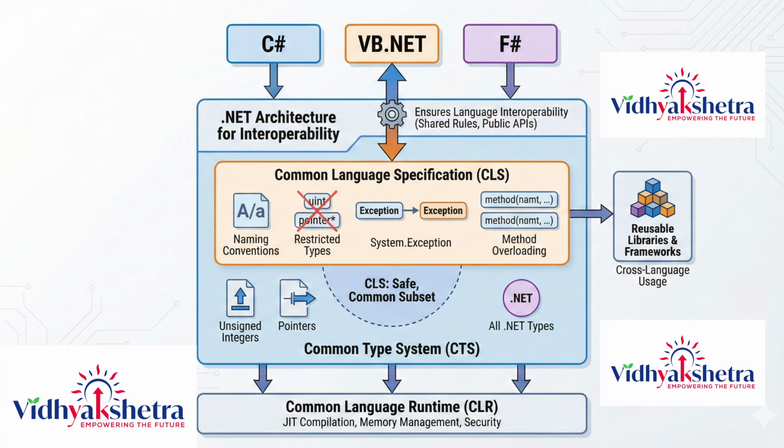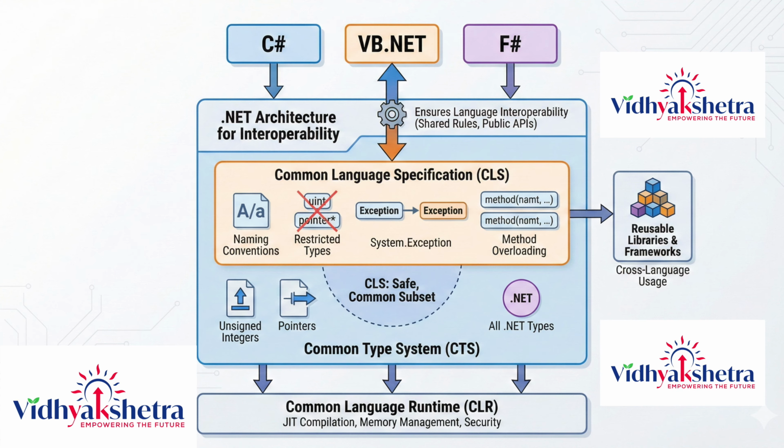CLS also restricts certain data types. For example, unsigned integers are not CLS compliant. While C# supports unsigned types such as uint and ulong, not all .NET languages support them. To maintain compatibility, CLS advises developers not to expose unsigned types in public APIs. Similarly, CLS restricts the use of pointers. Pointer types are allowed in CTS but not supported by all languages. Therefore, pointers are not CLS compliant and should not be exposed in public interfaces.